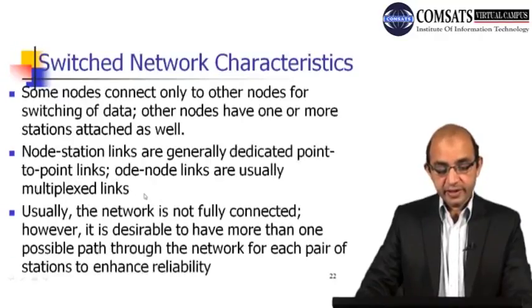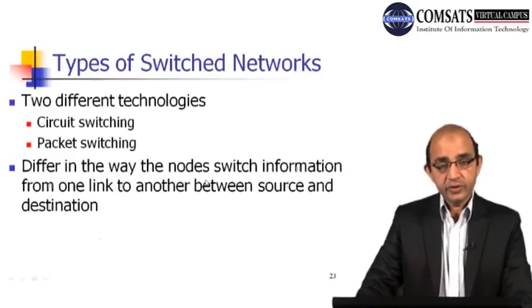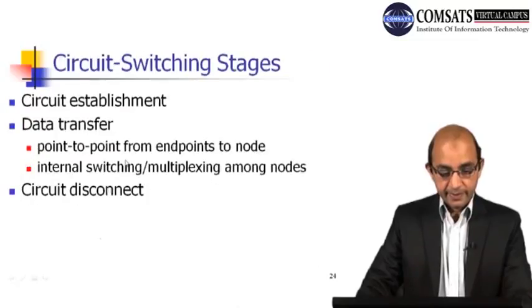So we have a lot of discussion about circuit switching. Here are some of the switched network characteristics. Some nodes connect only to other nodes, for switching of data. Other nodes have one or more stations attached as well. Links are generally dedicated. As we know, we talked about two different types of switching technologies, circuit switching and packet switching. These are different phases. Whenever we talk about circuit switching, we have to go through these steps.